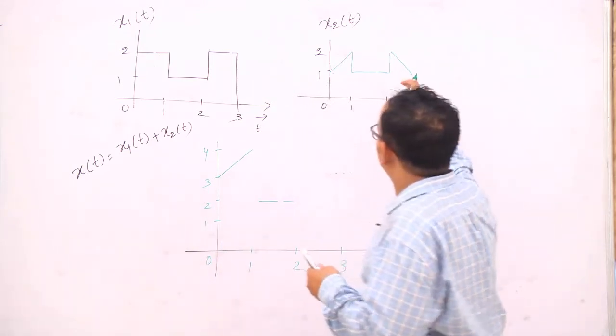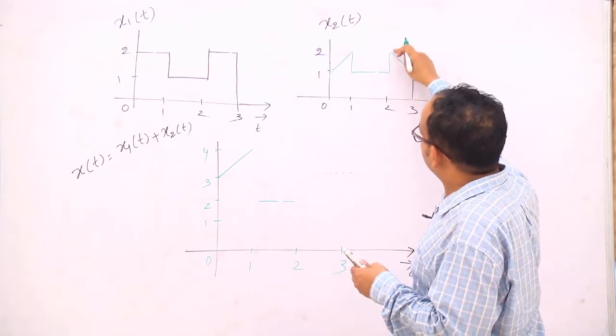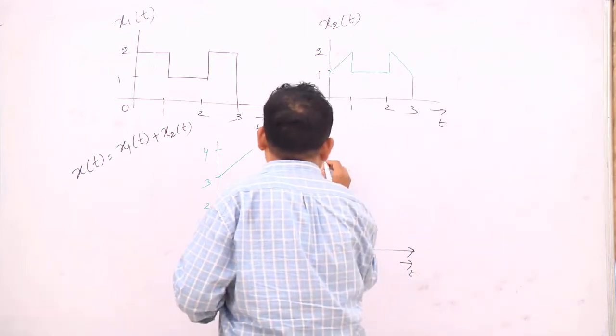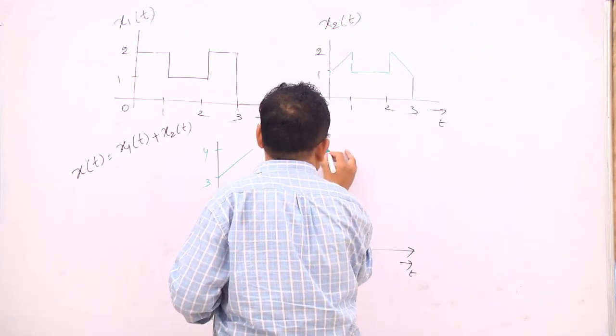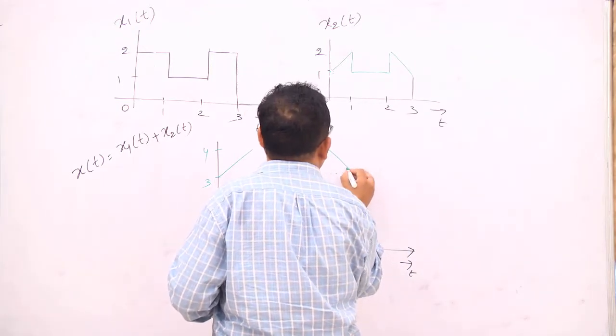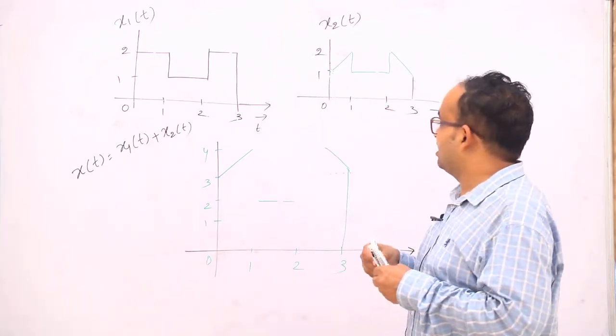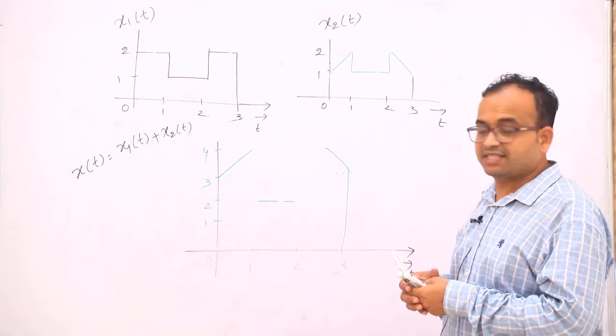We draw. Next, what happens? Another signal is also there, which one is decreasing? Right? So it is decreasing from 3. So now what happens? We have to add the signals. So how to add the signals? We have to see. Right?